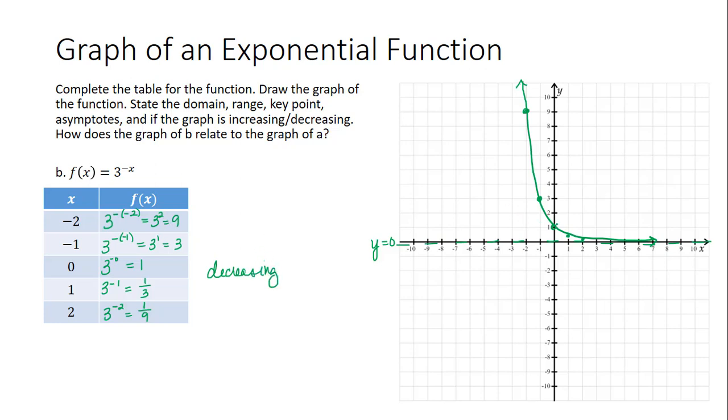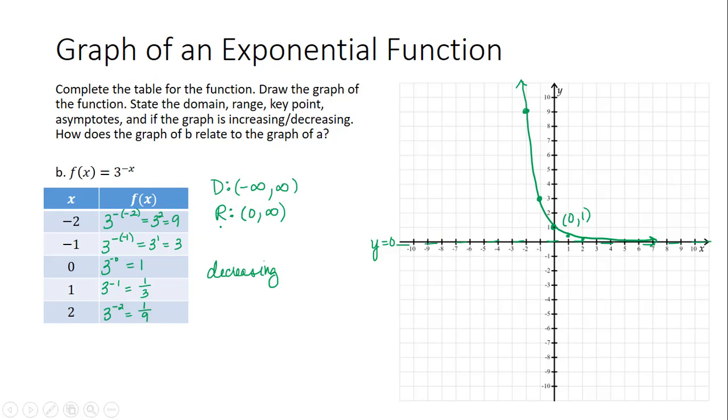The key point is still the y-intercept of (0, 1). My domain is all real numbers, so -infinity to infinity. The range is still from 0 up to infinity with a parenthesis at 0.